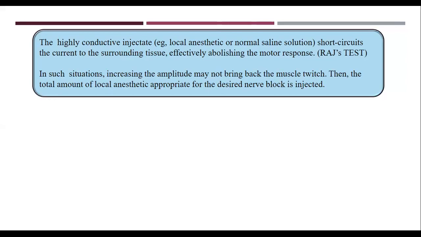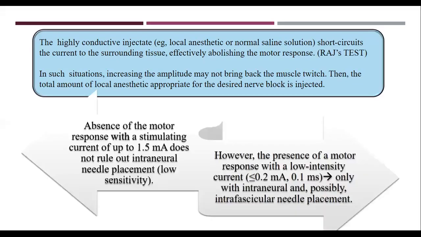This happens because of the dissipation of the current, and that is nothing but short circuiting. Since these are highly conductive solutions like sodium chloride solution or local anesthetic, there will be dissipation of current that leads to abolition of the muscle twitch. In such situations, increasing the amplitude may not bring back the muscle twitch. Then the total amount of local anesthetic appropriate for the desired nerve block is injected.